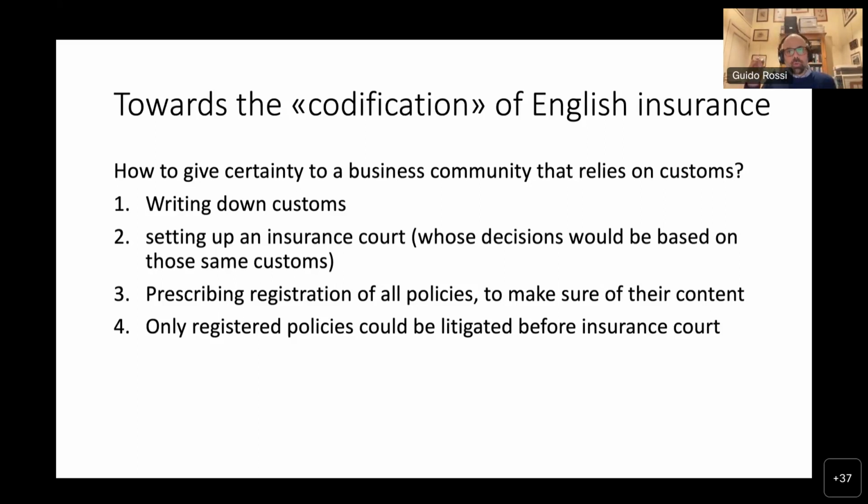Then we require all policies to be registered. This way we can actually check their content and make sure that they are matching our customs. And finally, only the policies which are registered can be litigated before this new insurance court. So you see, the circle is closed in the mind, at least in the hopes of the government. This way, people will plead before this insurance court. The insurance court will use only mercantile customs. These customs are written down. Everybody's happy. This was the idea of the government.